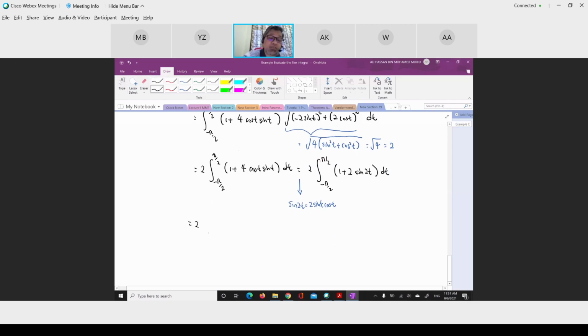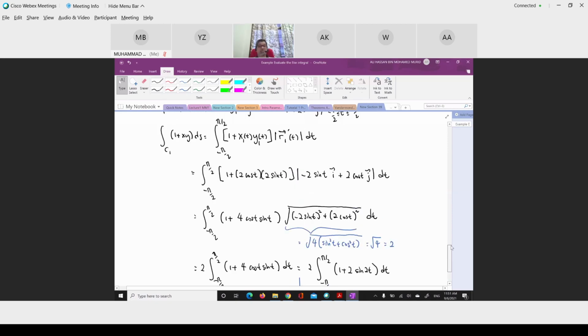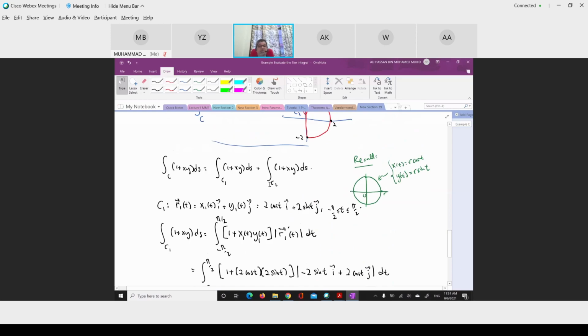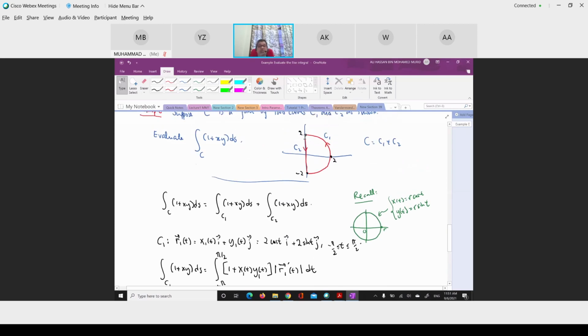The integral of 1 is t. The integral of 2 sine 2t is minus cosine 2t, right? So t minus cosine 2t. I leave it to you to simplify this and show that it is eventually equal to 2 pi. Because we still have another integral to work on, which is the integral over C2, where C2 is this vertical line from point 2 up to minus 2.